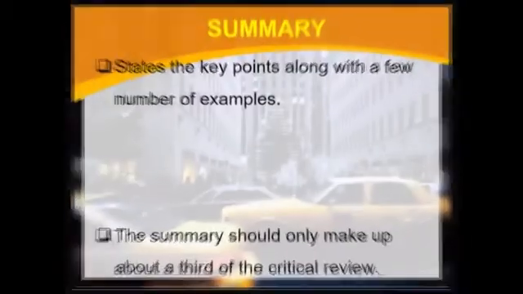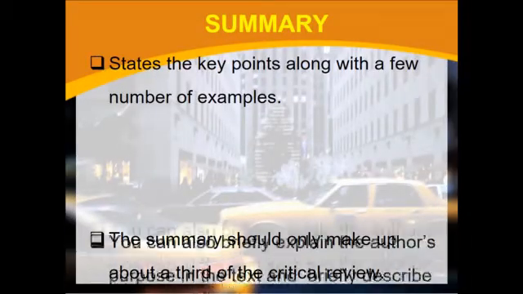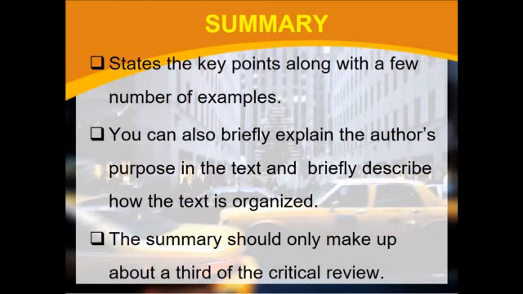Include a few opening sentences that announce the author and the title, and briefly explain the topic of the text. A summary is another area that you need to focus on when writing a critical review. Now, what is a summary? When we're writing a summary, you need to state the key points along with a few examples. You can also briefly explain the author's purpose in the text and briefly describe how the text is organized.